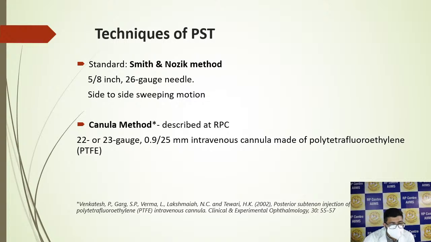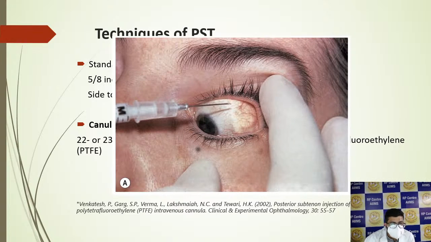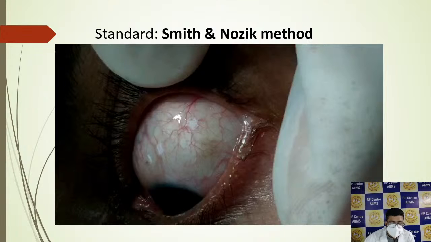So there are 3 techniques of giving a PST. The standard one is the Smith and Nozik method, where you use a 26 gauge needle in the superotemporal quadrant. I'll be showing a video of this. The second is a cannula method, which was described at RPC by Professor Pradeep Venkatesh, where we use a polytetrafluoroethylene cannula in order to inject the posterior subtenon. So this is the image showing how to inject the posterior subtenon in the superotemporal quadrant by asking the patient to look inferonasally. This is the video.